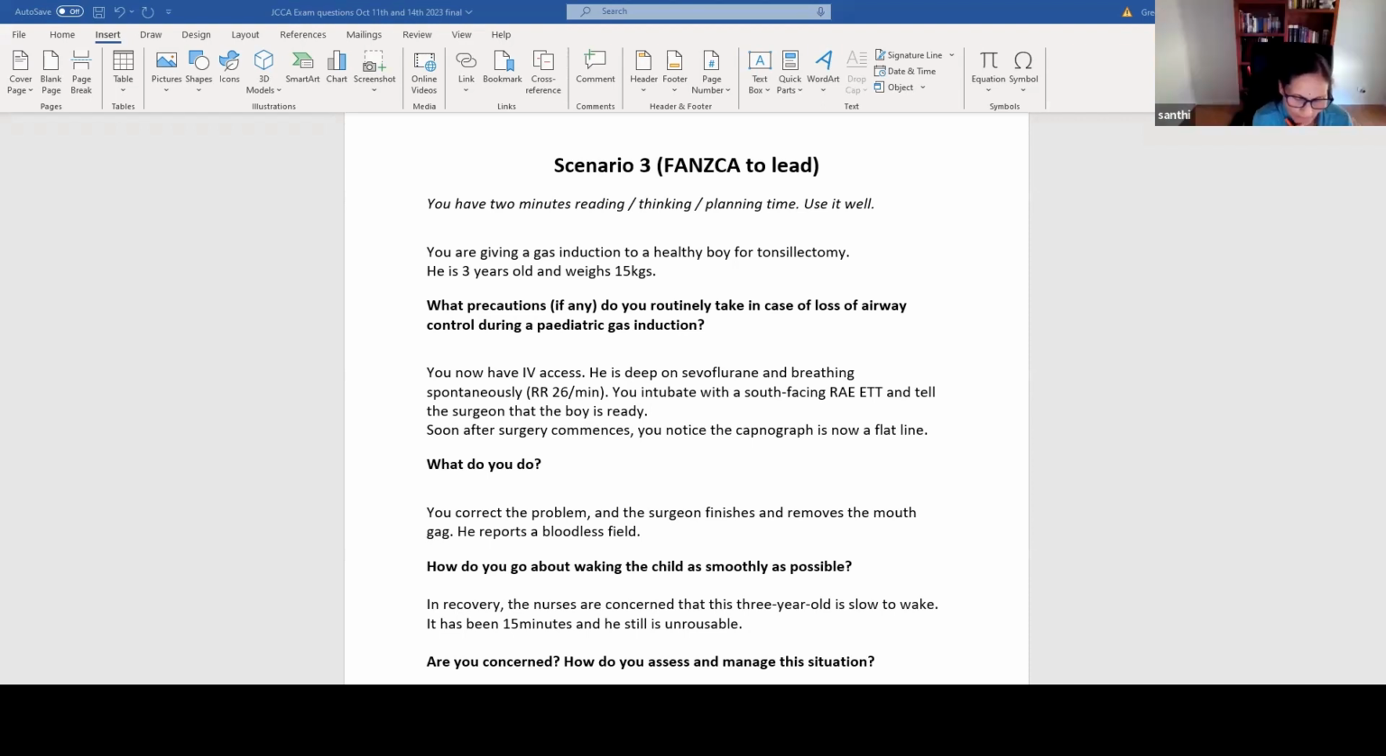So did you tell us about suxamethonium being given IM as well? You did mention that. Yes, 4 milligrams per kilo IM if I had no IV access.